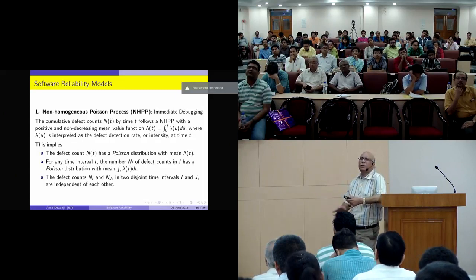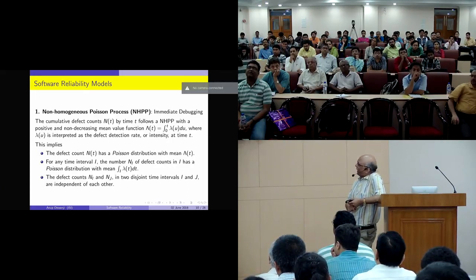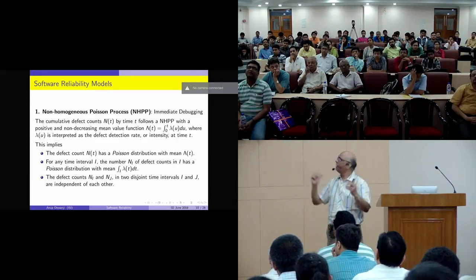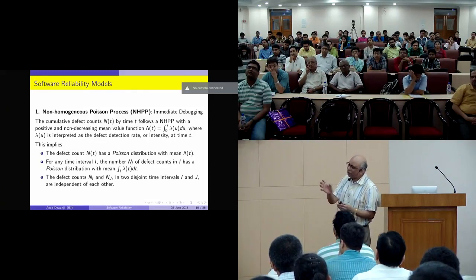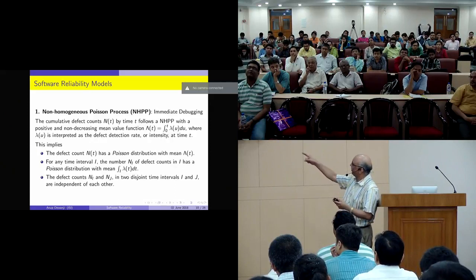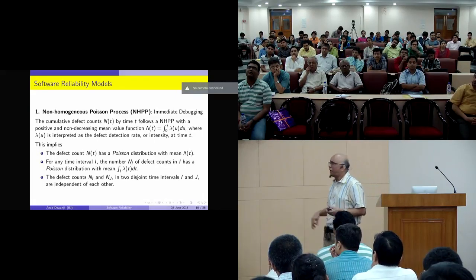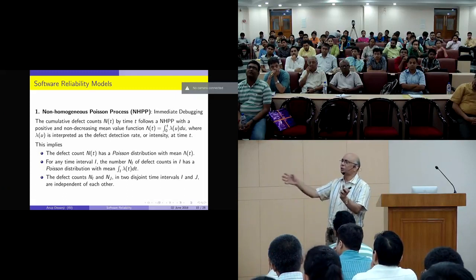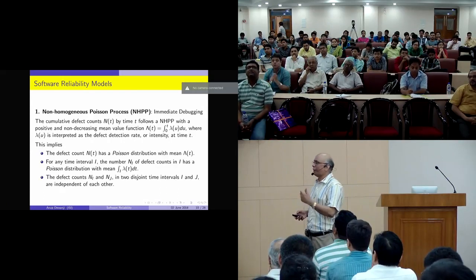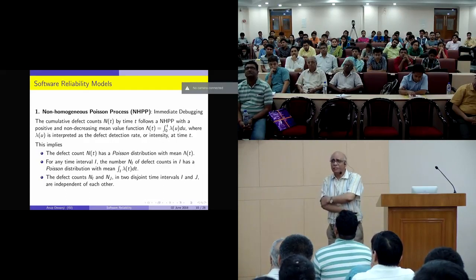Without getting into the details about what NHPP is all about, the defect count N(t) has a Poisson distribution, and for any interval I, it can be a union of intervals also, so you just look at some subset of the real line and count the number of defects in that subset. It will have a Poisson distribution with mean equal to the integral of that intensity function over that subset. Not only that, if you have two disjoint time intervals, the counts in the two intervals will be independent. These facts can be exploited to estimate the related parameters in big lambda t. There will be some unknown constants which need to be estimated.